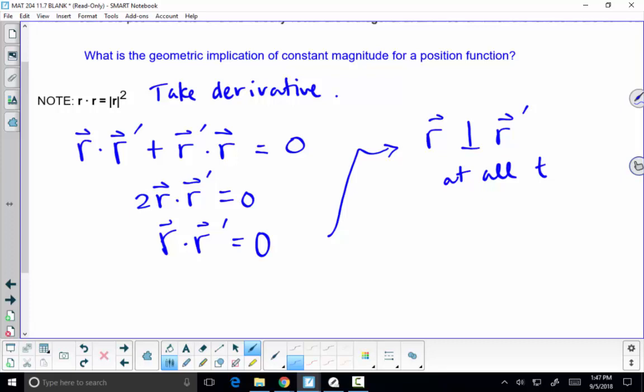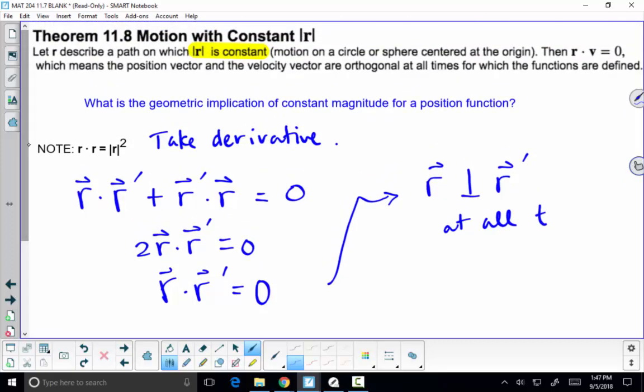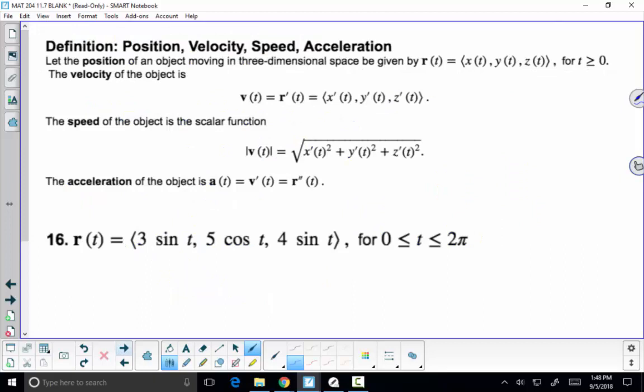Very, very tricky. So the position vector and the velocity vector are orthogonal at all values of t. The geometric implication is what we just talked about: we're either on a circular path or on the surface of a sphere. Seems dramatic. Okay, stuff we just did: the speed is the magnitude of the velocity vector, and the acceleration is the derivative of the velocity.